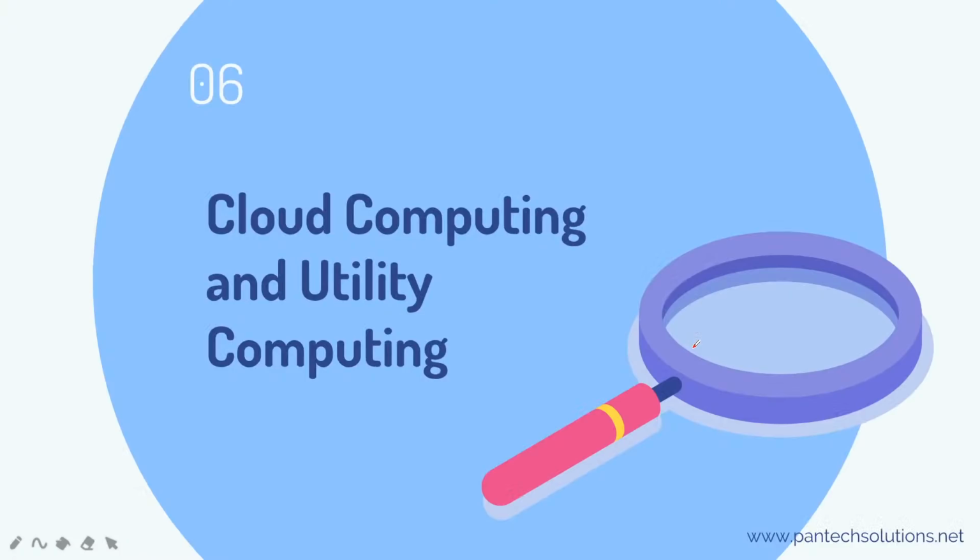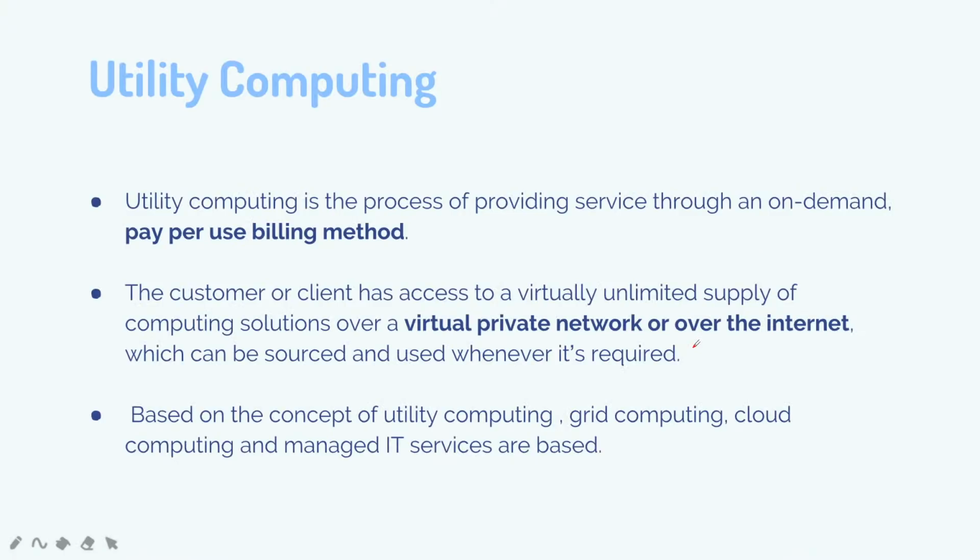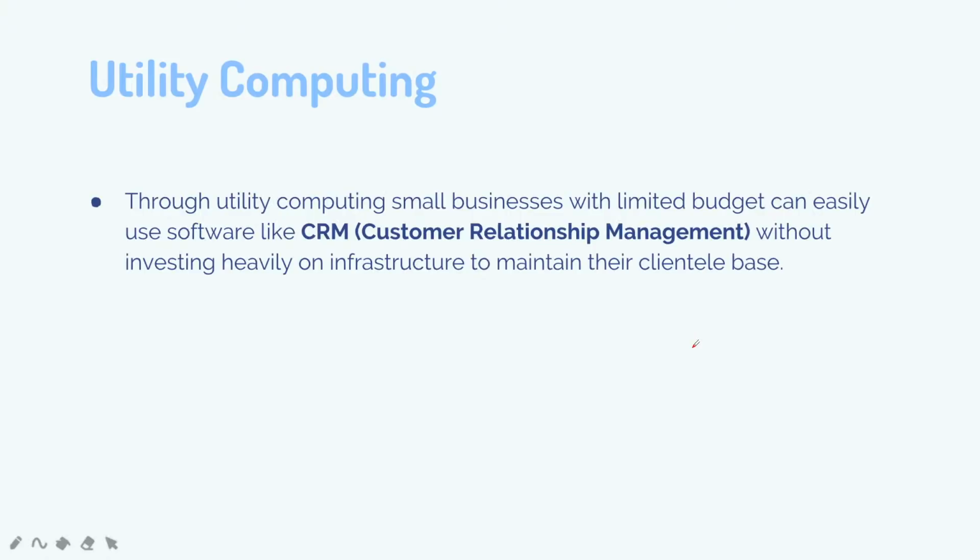Then cloud computing versus utility computing. We have not only grid computing, we have utility computing also, but utility computing is totally different compared to cloud computing and grid computing. Why? Because we need to pay according to the usage, according to the data, with a billing method. We use utility computing over a virtual private network or over the internet. And utility computing is generally for things like CRM, that is customer relationship management.